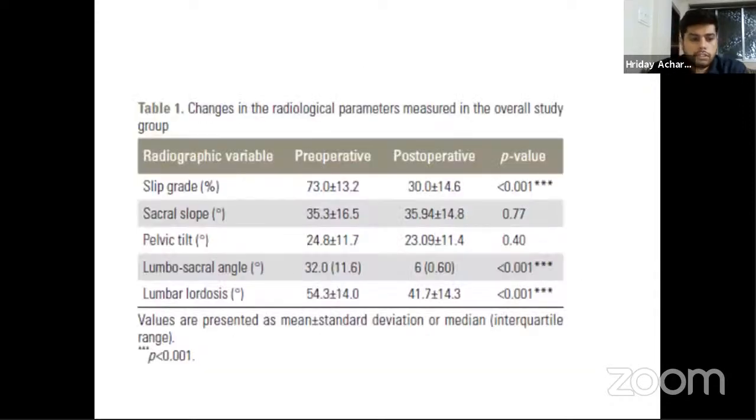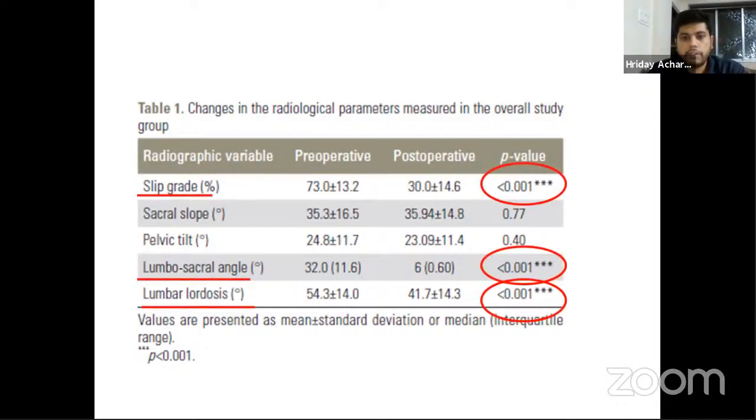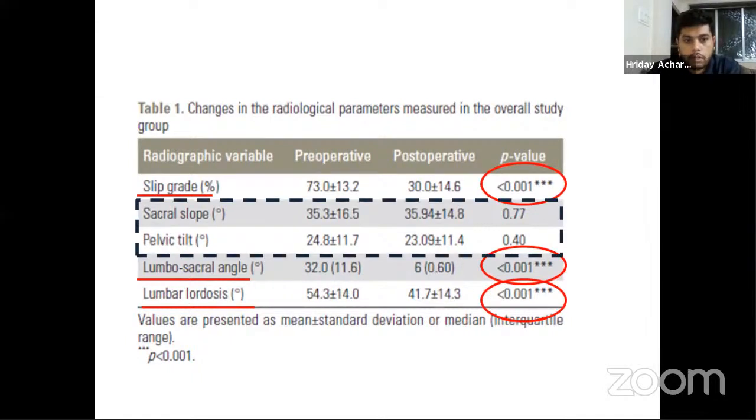These are the results that they obtained in the entire group. Now, the slip angle was significantly corrected, where the p-value was less than 1, because all of them were reduced. Because of reduction, the lumbosacral angle was also corrected, and even the lumbar lordosis was corrected, which was significant. But when we see the sacral slope and the pelvic tilt, which are the main pelvic parameters, there was no significant difference between the two when the entire group of the population was compared.